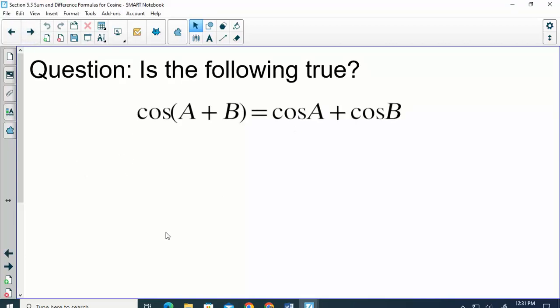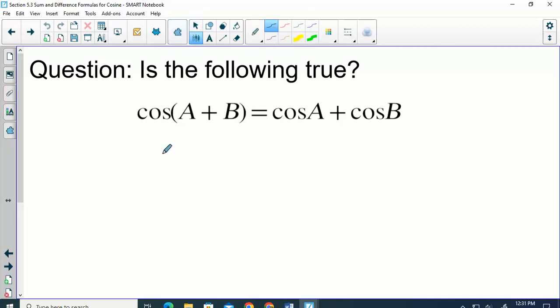So is this true? If I have the cosine of a plus b, is that the same as cosine a plus cosine b? In other words, can we distribute a trig function? Yes. Seems reasonable. Everything we've done tells us the distributive property works. So let's try something.